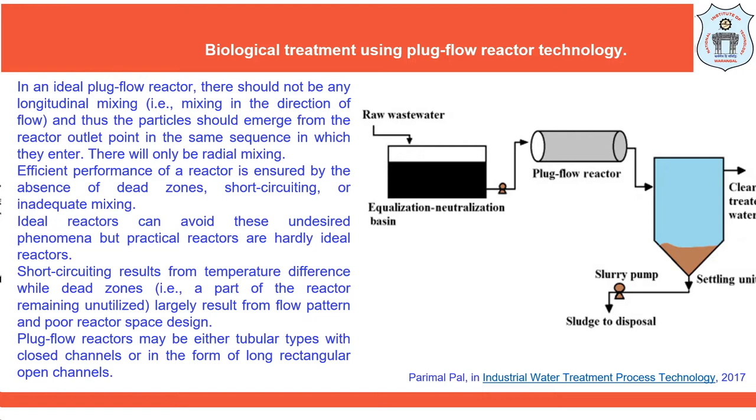So in this type of biological treatment, we first take the raw water. Some equalization and neutralization basin is there, which will pump the raw wastewater to the plug flow reactor. Then we are going to have a settling tank, where all the slurry will be collected from the bottom and disposed, and we will get some clean treated water from the top.